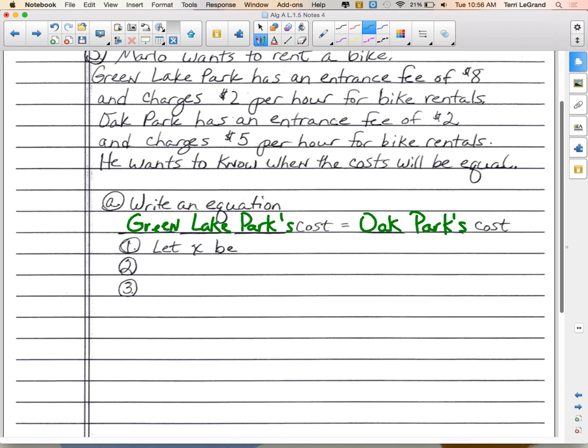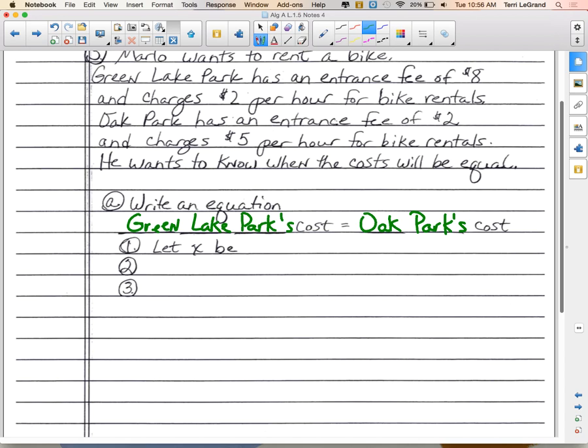Well, we don't know what the cost would equal, but how would we be able to figure out the cost? That would be another unknown. Let's see, how many hours? We don't know how many hours, so it is dependent upon how many hours you rent the bike for, right? Okay, so the number of hours is unknown in that. How about Oak Park? I mean, there's no lake in that one.